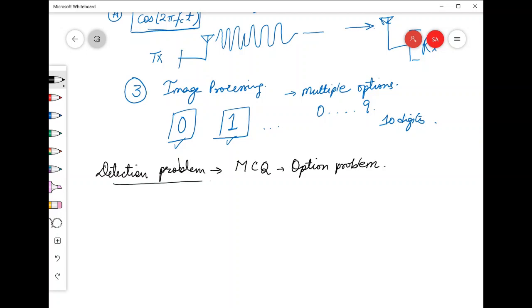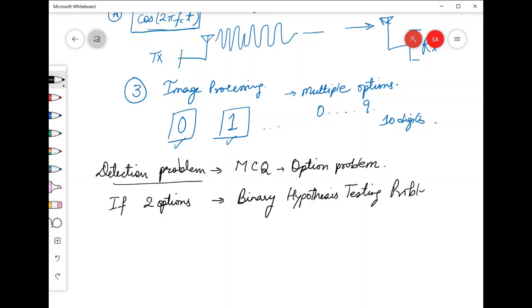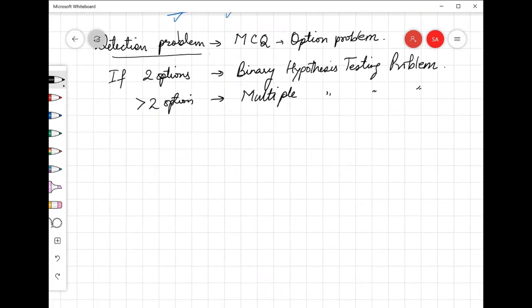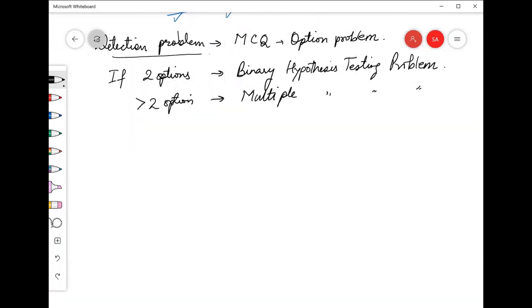If we have two options, then it is called a binary hypothesis testing problem. And when we have more than two options, then we call it a multiple hypothesis testing problem. So this is pretty clear.